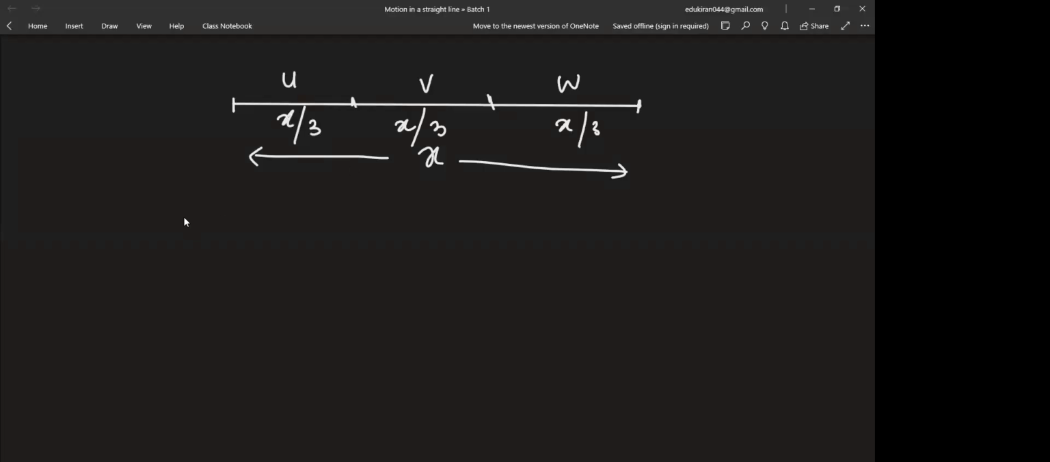Now you will solve this also in 3 parts. In the first part, 1/3 of the distance is covered with speed u. So what will be the time? For average velocity, what do we need? We need the total displacement by the total time. Total displacement is there, x, but the total time is not there. So time is distance by speed.